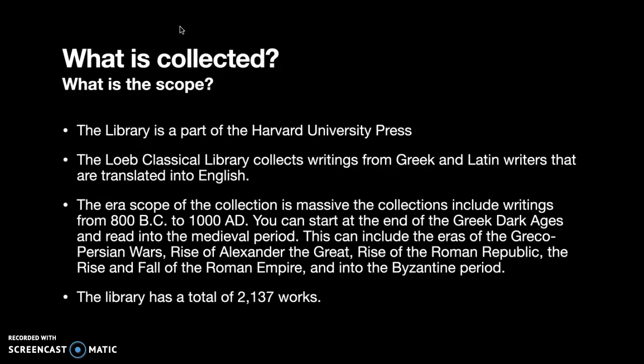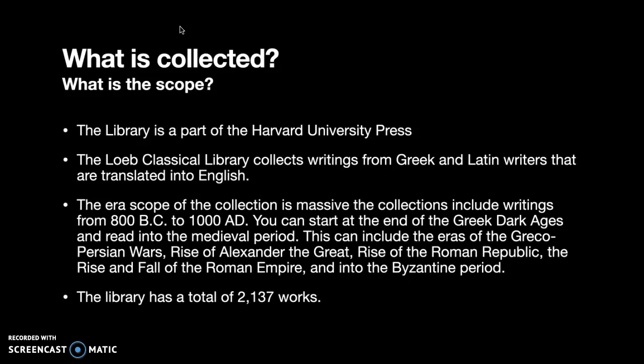The era scope of the collection is massive. The collections include writings from 800 BC to 1000 AD and start at the end of the Greek Dark Ages and read into the medieval period. This can include the eras of the Greco-Persian Wars, the rise of Alexander the Great, rise of the Roman Republic, the rise and fall of the Roman Empire, and into the Byzantine period.